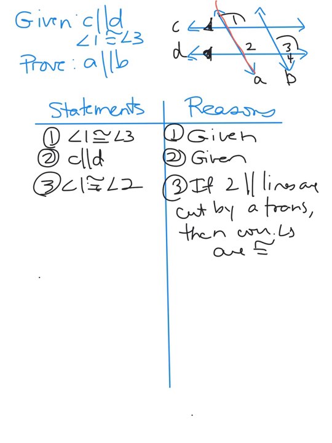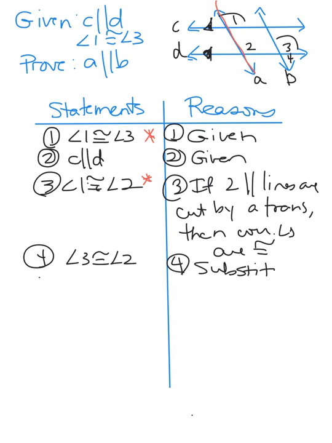Now if you notice, if I'm looking at step 1 and step 3, they're both congruent to angle 1. There's angle 1 congruent to angle 3, and angle 1 also congruent to angle 2. So my next step is going to be angle 3 is congruent to angle 2, and that's because of substitution. They are both congruent to angle 1. Now in doing that, 2 and 3 are congruent.